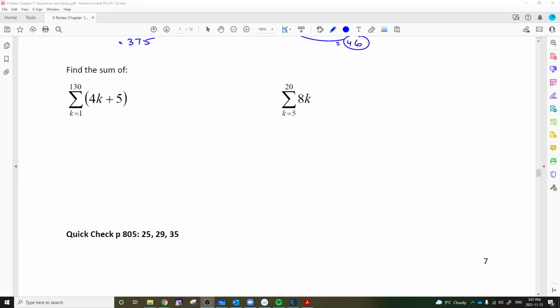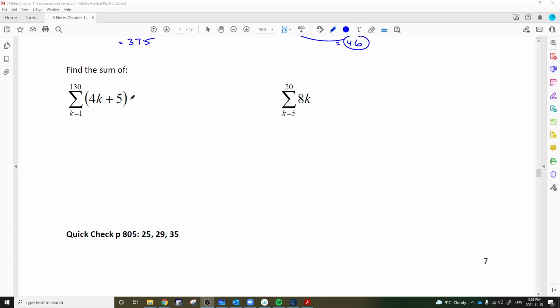And now that you've learned how to use the formula, the only extension is to apply it to the summation equation, so to something that's in summation notation. To use it, the first thing you want to make sure is that this is an arithmetic sequence. So to do that, we're going to plug in values of k and see what the terms are.